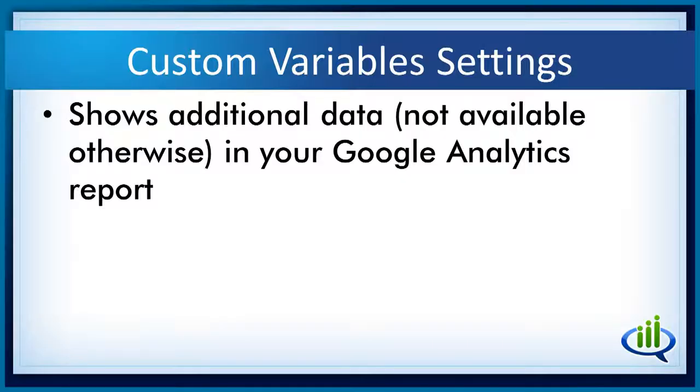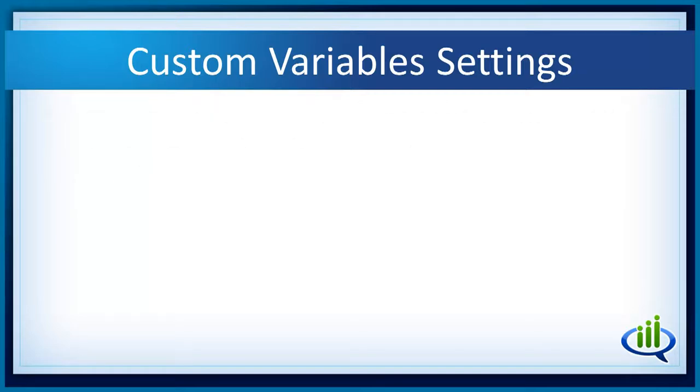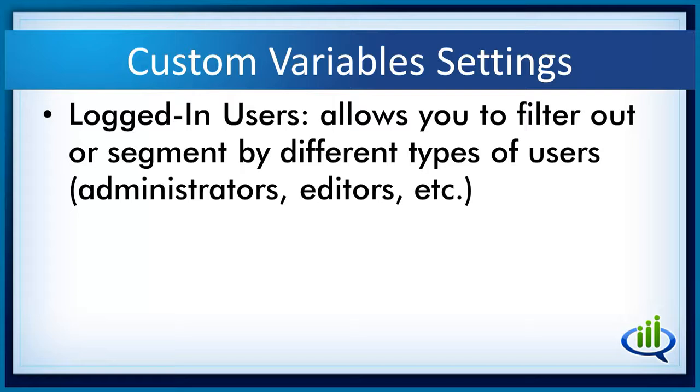Okay. The custom variable settings show additional data not available otherwise in your Google Analytics report. As far as I know, this is the only Google Analytics plugin right at this moment that gives you access to these. That's the reason I like this particular plugin. All right, the first custom variable setting is called logged in users. What this allows you to do is see data by the people who log in. If you're the only person who ever logs into your account, you'll be able to see, okay, here's where I tend to go, and you're an administrator, for example. But let's say you've got editors and writers and different functions.